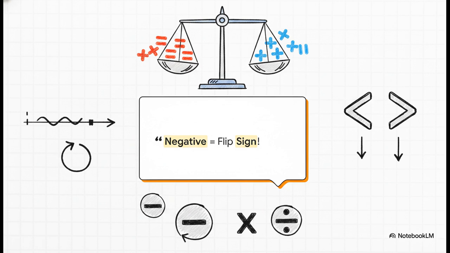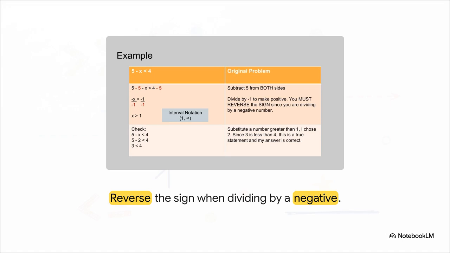Well, because multiplying or dividing by a negative effectively reverses the order of numbers on the number line. Let's look at how this works in practice. Take the formula 5 minus x is less than 4. First, you'd subtract 5 from both sides, which leaves you with negative x is less than negative 1. Now, to isolate x, you have to divide both sides by negative 1.